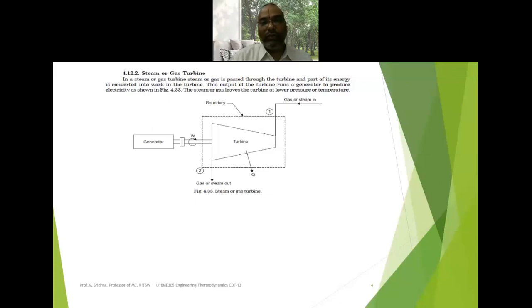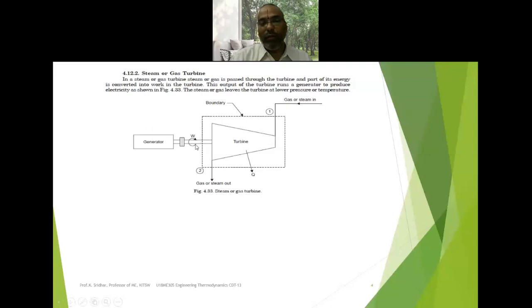Similarly, now let us concentrate on the next device, that is the steam turbine or the gas turbine. I told you that for any engineering device, it is very essential to know the purpose of using that particular device. So now let us understand for what purpose you are using the steam turbine, gas turbine or hydraulic turbine. The turbine is basically used to generate mechanical work. That is, the turbine is a work producing device. So from the turbine, we are expecting some work output.